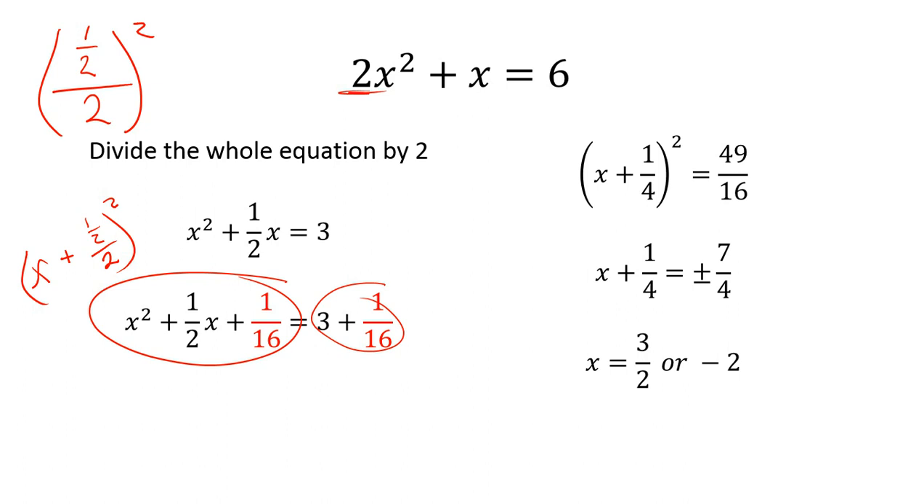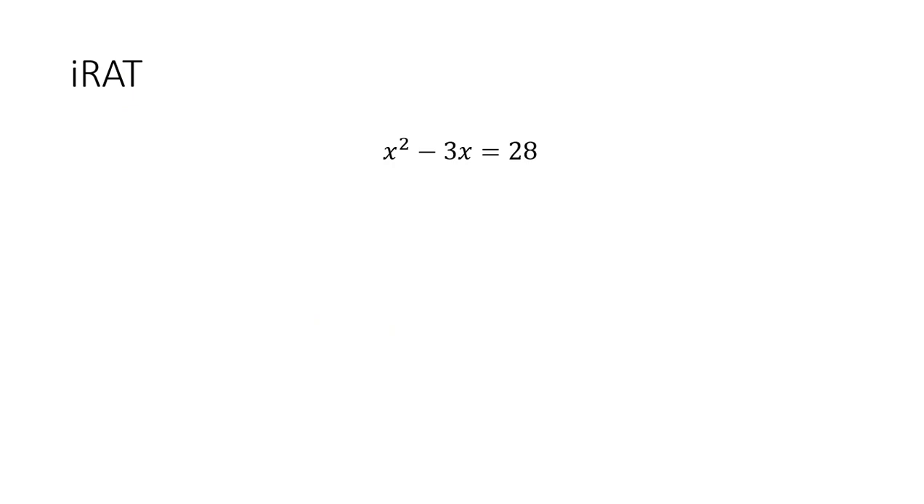So if you have a number for the a value that's not 1, just divide everything by whatever that a value is, and then go through your normal process of completion of the square. Okay, so take a second, work through this one, see if you can get the answer, and then we'll step through it.